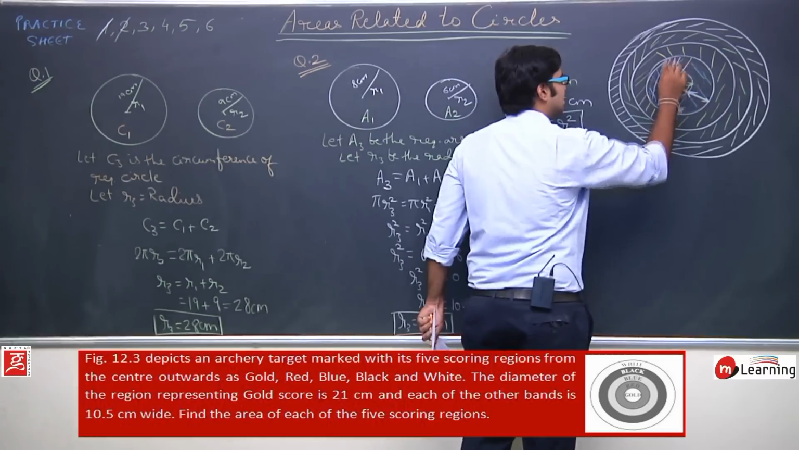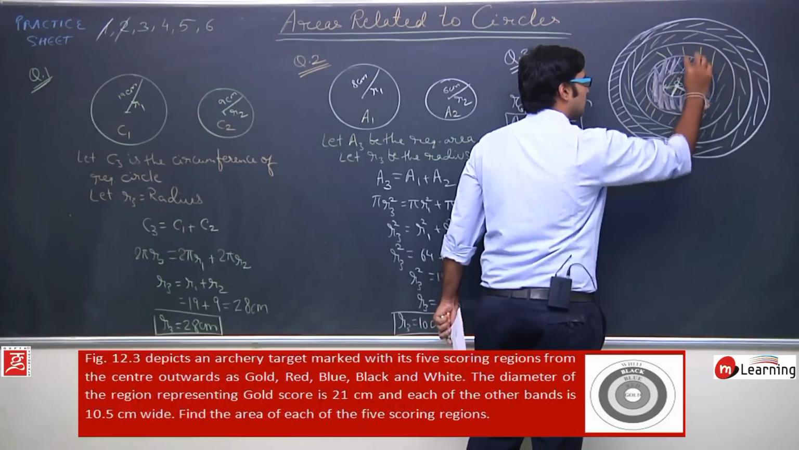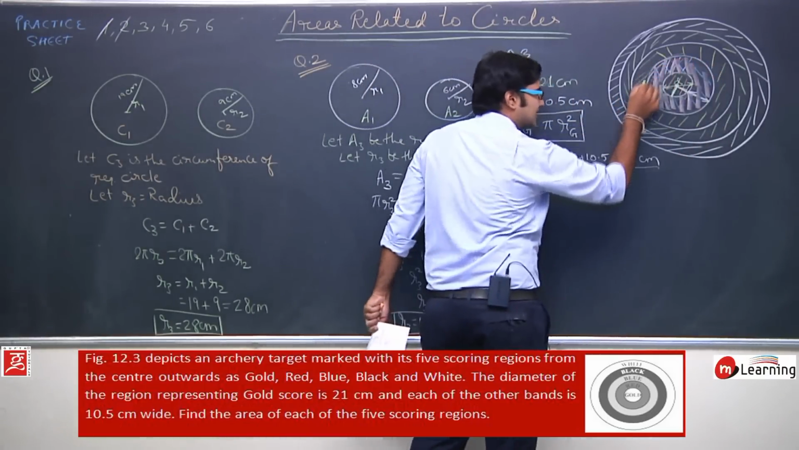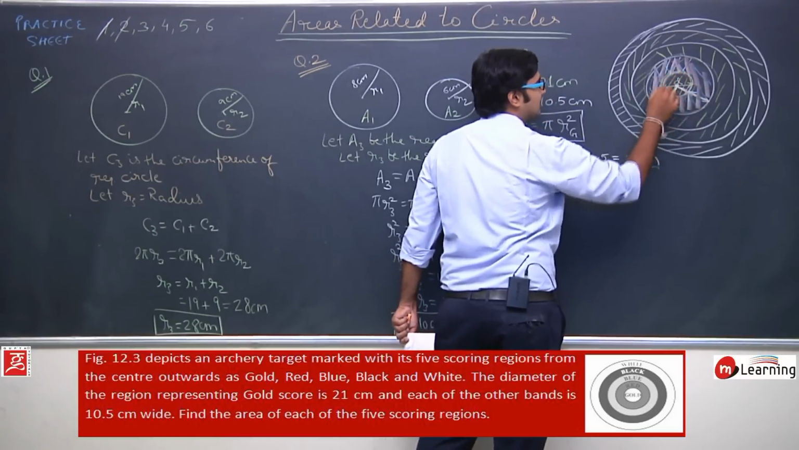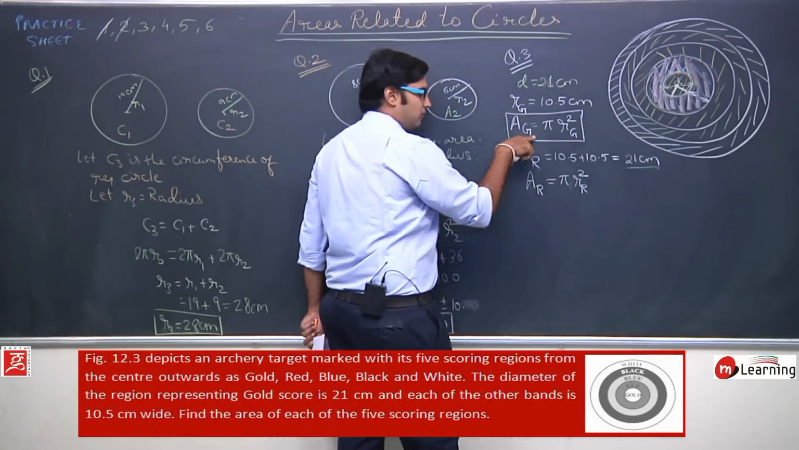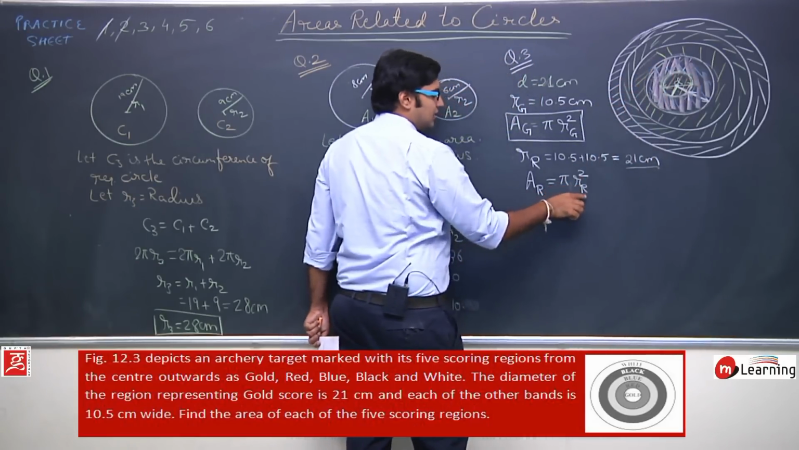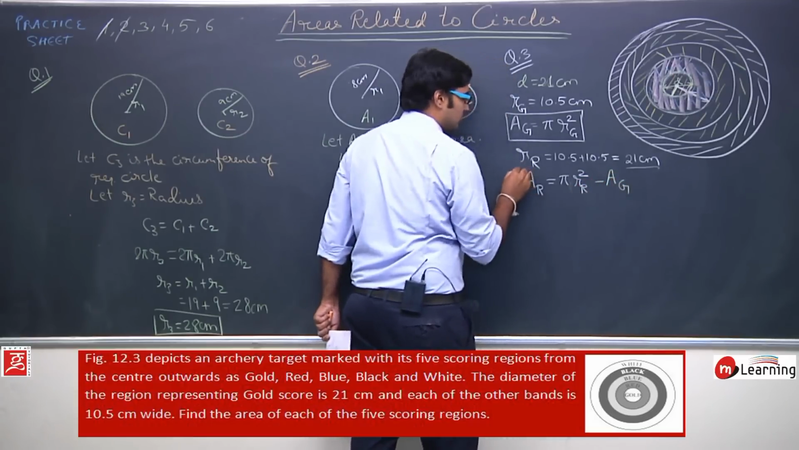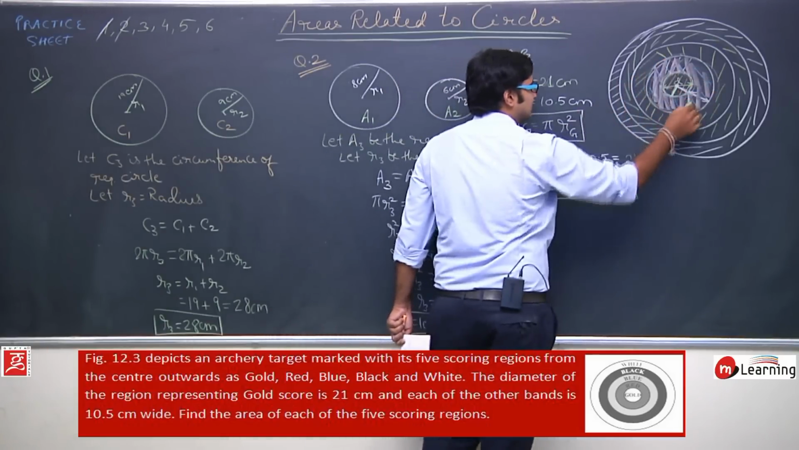The area of this region will be equal to the area of this complete region minus this smaller region. What is the smaller region? The smaller region is the area of gold. So the area of the red region will be equal to pi r square minus the area of gold. Okay, so this will be the area of the red region.